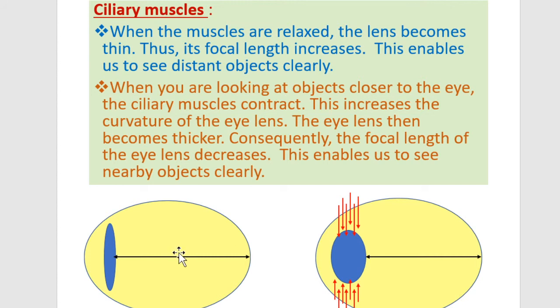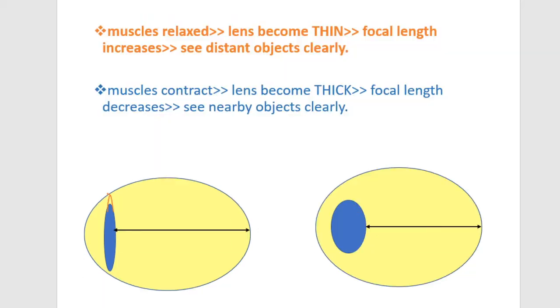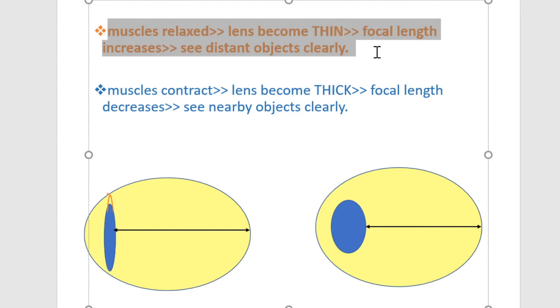So how do you have to remember? If the focal length is large, it helps you to see far away objects. If the focal length of the eye becomes very small, then it helps you to see the close by object. So this is what you have to remember. In very short, this is the rule. Look at this. If the muscles are relaxed, that means the lens is thin. If the lens is thin, that means the focal length increases. If the focal length increases, it helps us to see distant objects very clearly. But on the other hand, look at this.